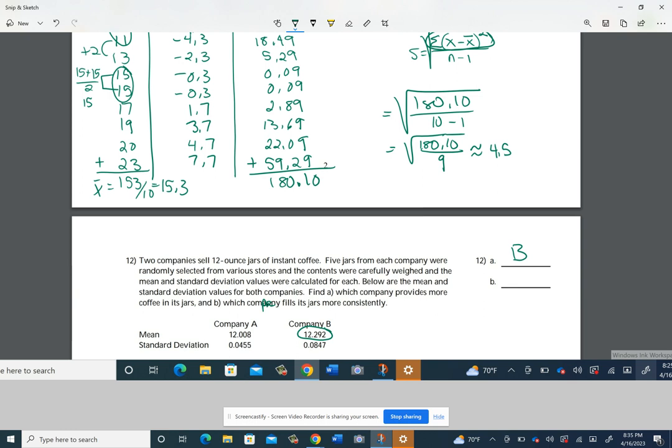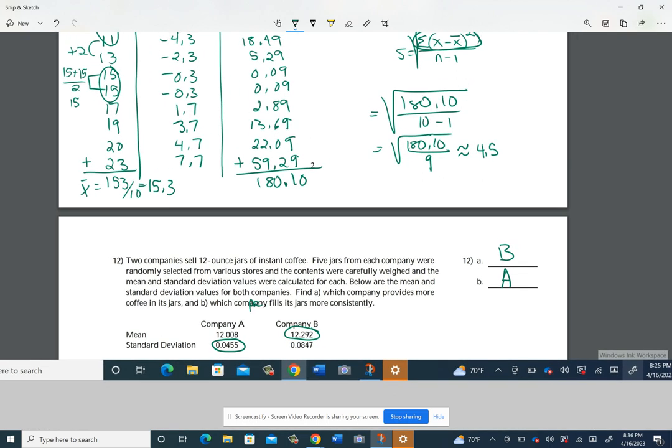So for that one, I'm noticing that the standard deviation for company A is a smaller number than the deviation for company B. That means that there's less variability in the weights of the coffee in the jars at company A. Standard deviation smaller means less variability, less deviation from the mean, okay, in those jars. So they're filled more consistently. So company A jars are filled more consistently because the standard deviation number is smaller. Okay. All right, so that's 12.2 and 12.3 information.